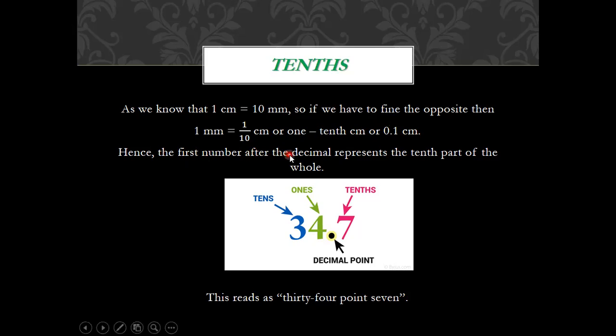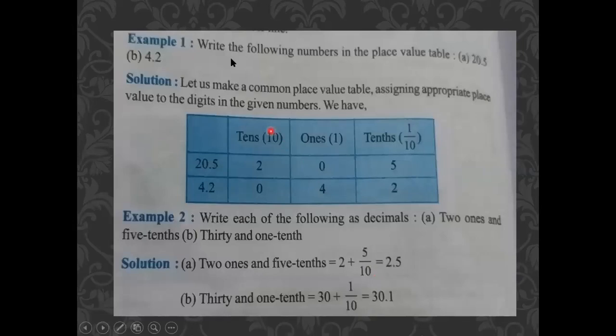Hence, the first number after the decimal represents the tenth part of the whole. So whatever is there after the point will be the tenth part. See the example here, 34.7. In this, 3 tens are there and 4 ones are there, and 7 tenths are there. This you can write as 7 by 10. So how do we read this number? It reads as 34.7.